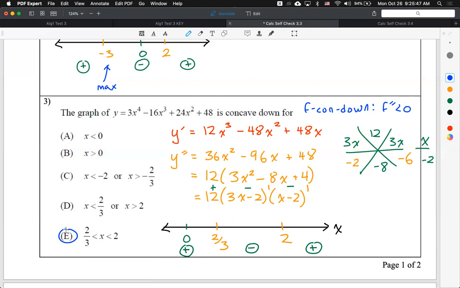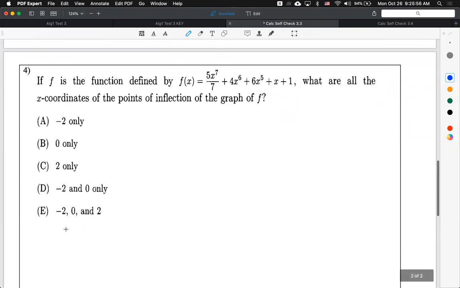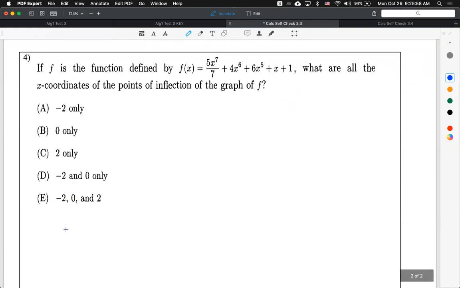Fist of 5 on number 3. All right, any questions? No? Okay. Moving on to number 4. We have this function. We're looking for points of inflection. So it helps us to define what are points of inflection. Fiona, go.